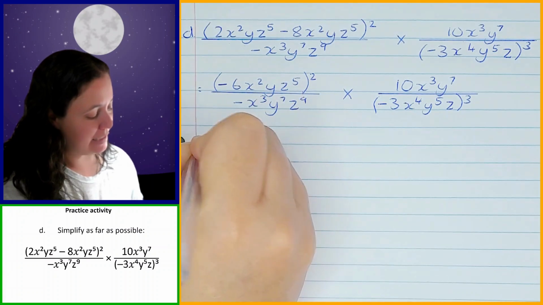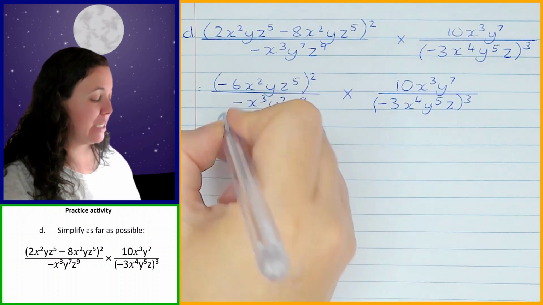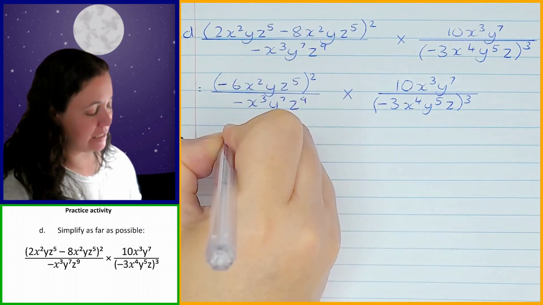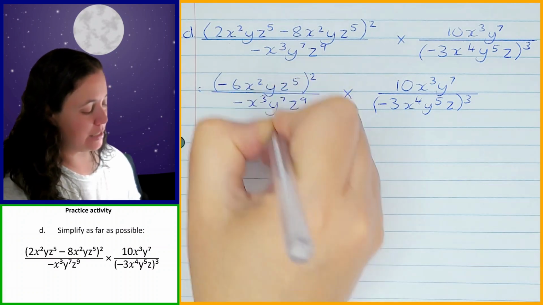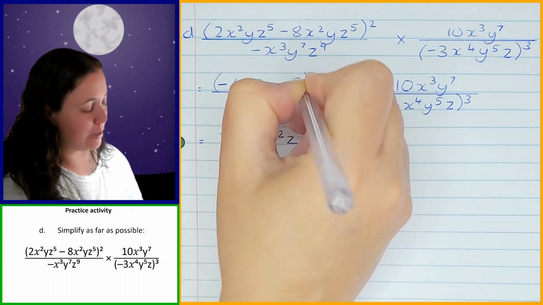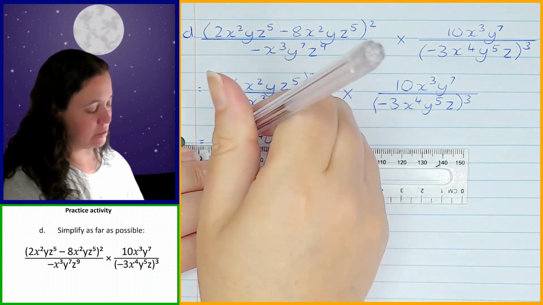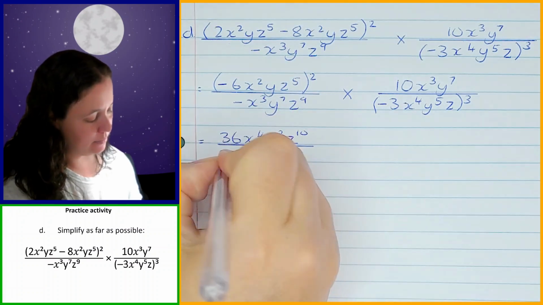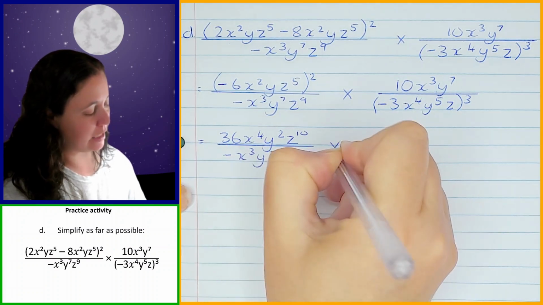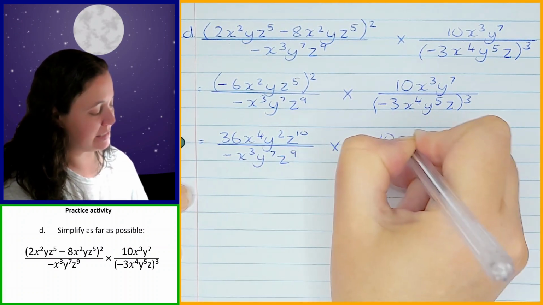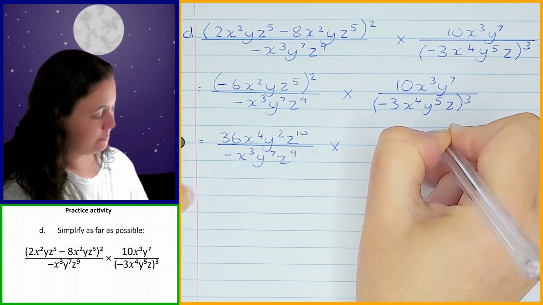Okay, so in my next step, I'm now going to do the squaring. So when you have a negative that you're squaring, it becomes positive, and then 6 squared is 36. X squared squared is x to the power of 4. Then I have y squared, and then z to the power of 5 times 2, which is 10, over my denominator, which is still staying the same. Times, over here in my second fraction, my numerator is staying the same. It's a 7 over there.